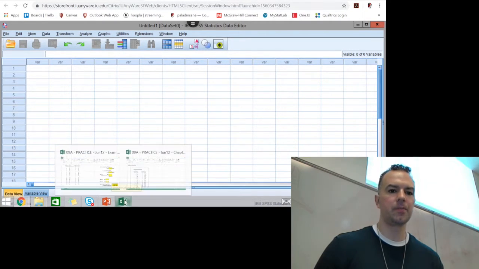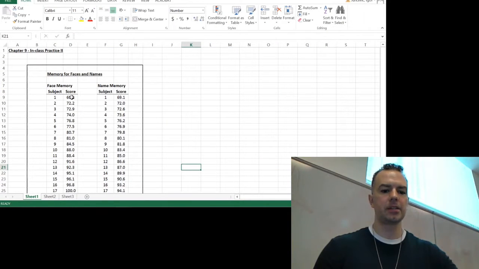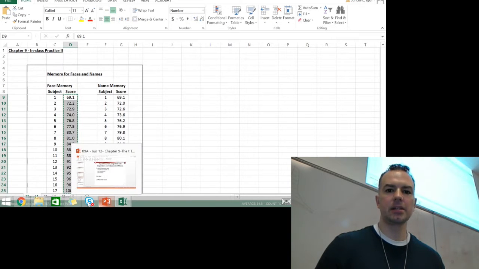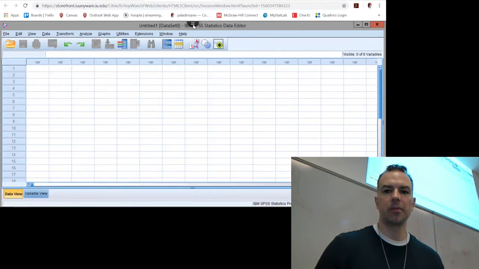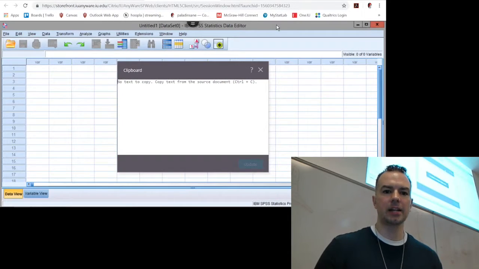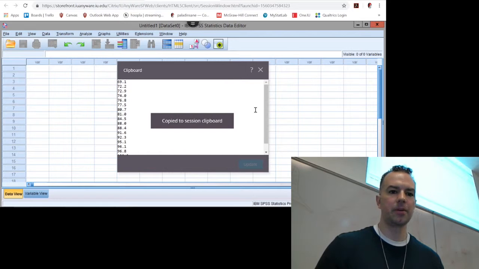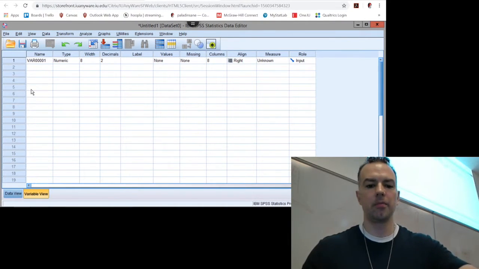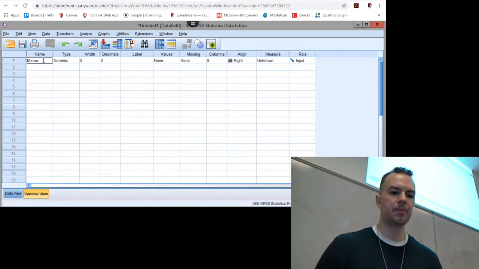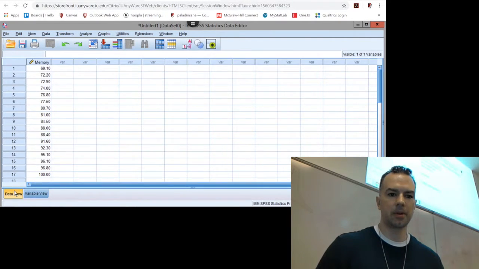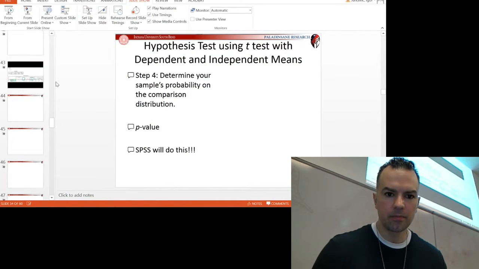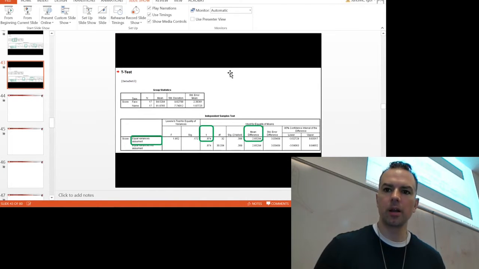So first thing we want to do is take our face memory scores and pop that into SPSS, and depending upon your browser and your Citrix access, we need to use this clipboard. So we pop that into column number 1, and we can call that column memory, to jog our own memory. Okay, we'll call it memory.